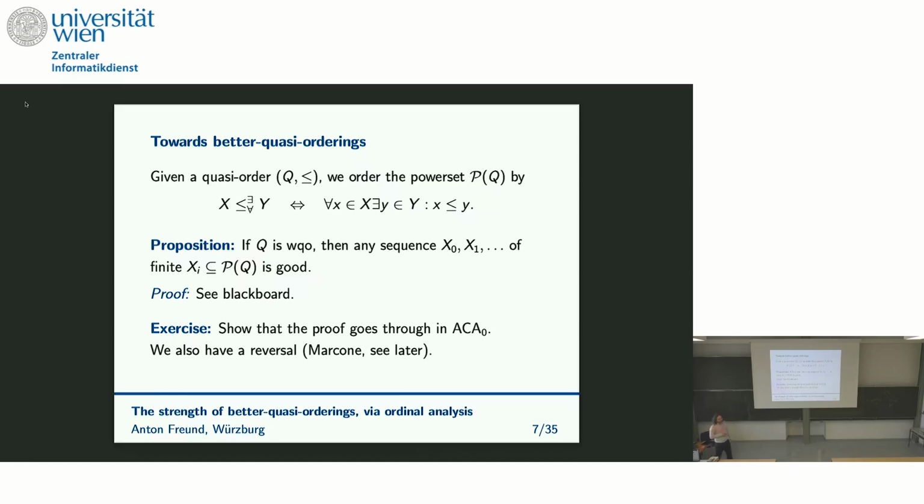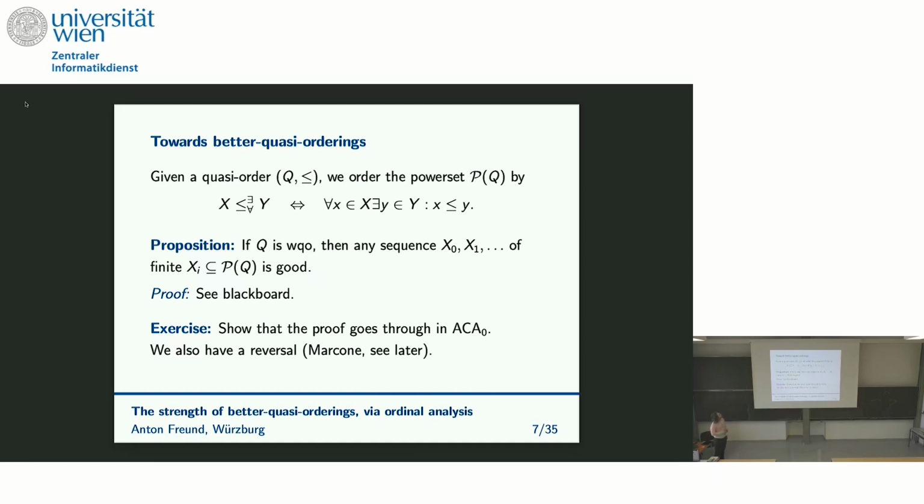And we will see that this operation does not preserve well-quasi-orders. So it can happen that Q is a well-quasi-ordering, but this order on the power set is not. And that will be the motivation to go towards better-quasi-orders.